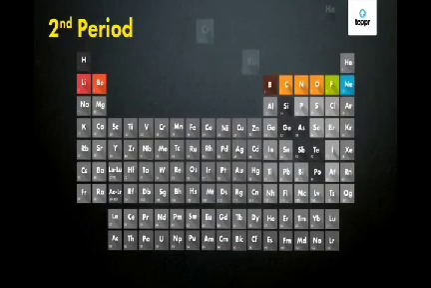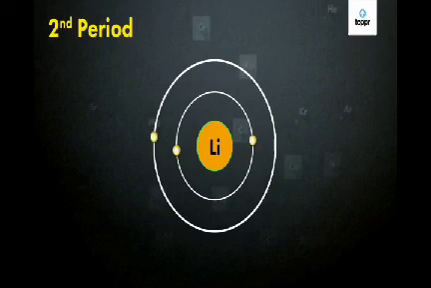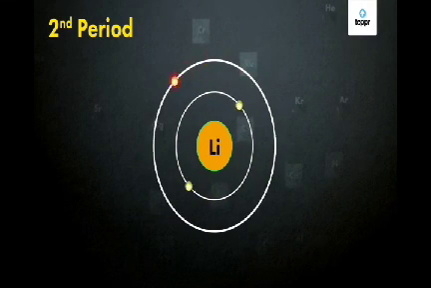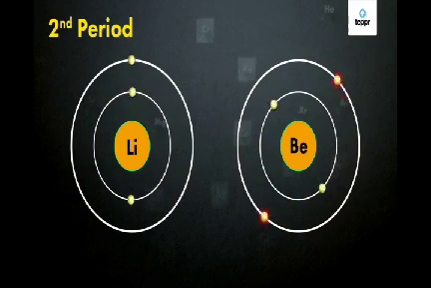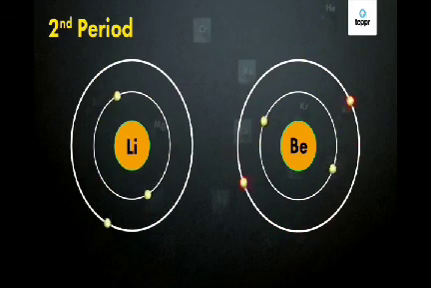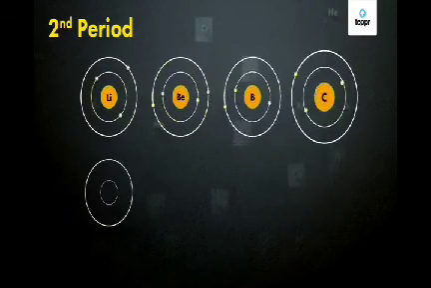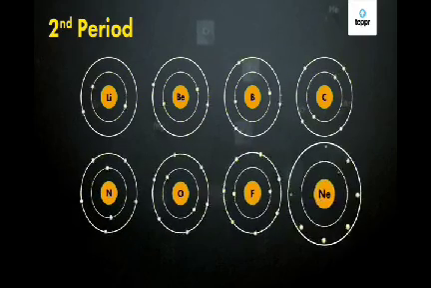The second period begins with lithium, which contains only 1 electron in the second shell. Look at beryllium here. It has 2 electrons in the second shell. As we move towards the right, electrons keep adding in the second shell until it gets full.